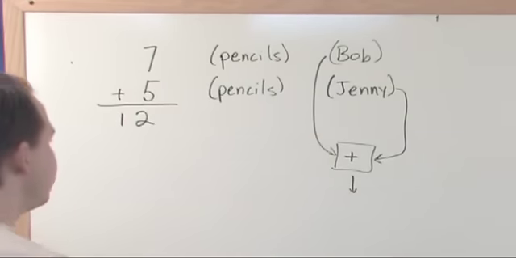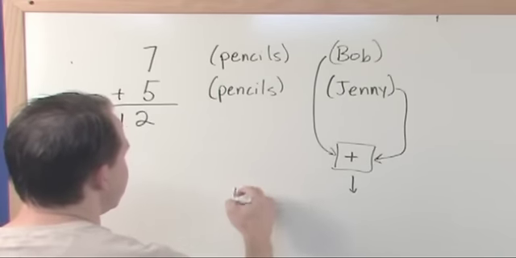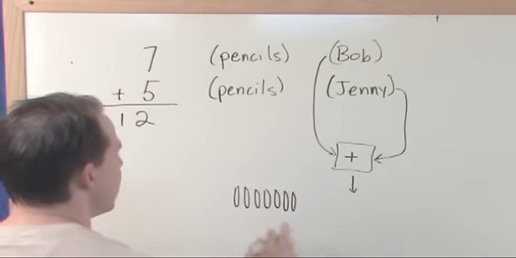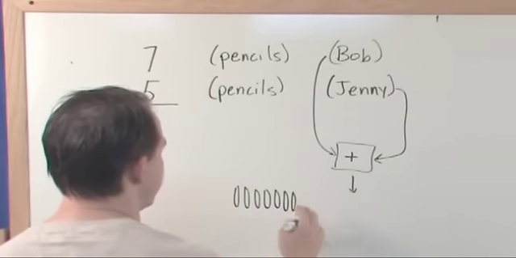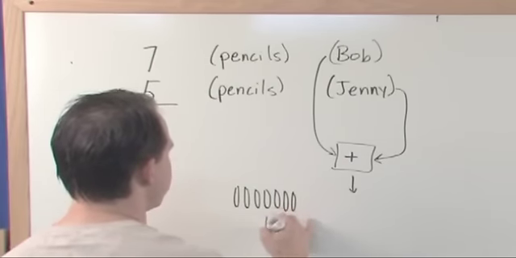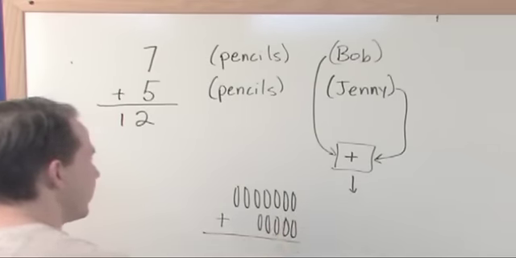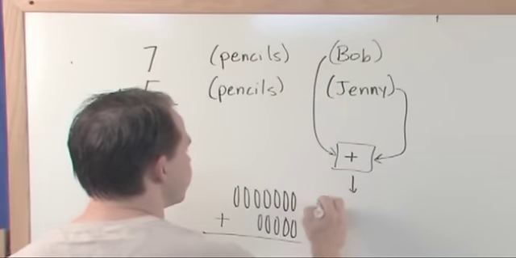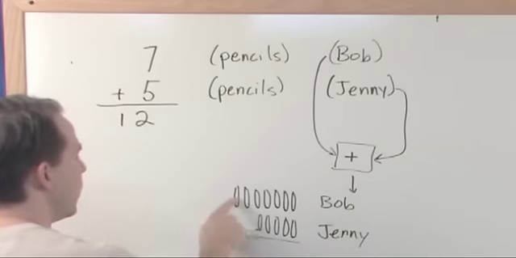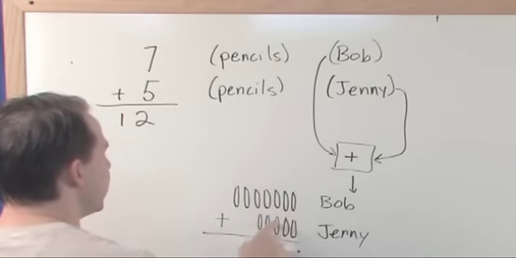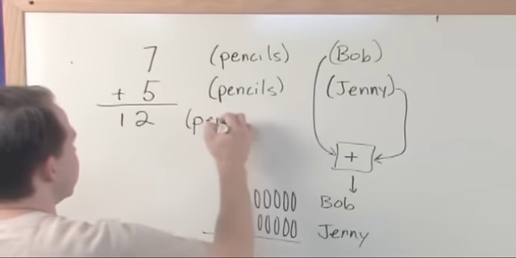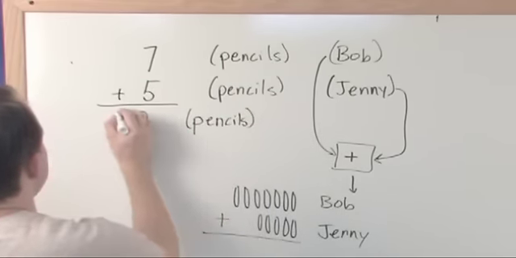So you just added 5 more to 7, and that gives you 12. Okay? So it's basically the same thing as saying, if Bob had the 7 pencils, and Jenny had 1, 2, 3, 4, 5 more, these are all pencils here. Bob had 7, and Jenny had 5 right here. 1, 2, 3, 4, 5, 6, 7, 8, 9, 10, 11, 12. 12 pencils. So you had 12 pencils in the end. Okay? And this is the answer.